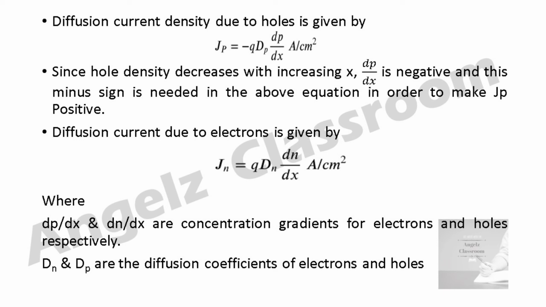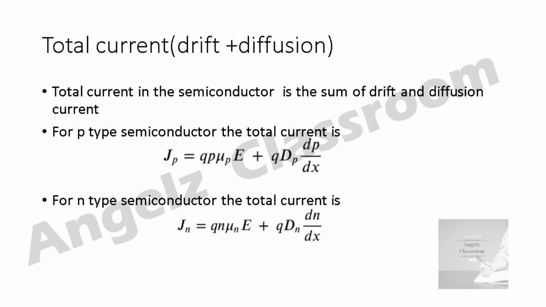In both equations, dp by dx and dn by dx are the concentration gradients for holes and electrons, whereas capital Dn and Dp are the diffusion coefficients of electrons and holes. Next I am going to calculate the total current, that is drift current plus diffusion current. I know the value of Jp, I know the value of Jn. On adding these two, I get the total current.